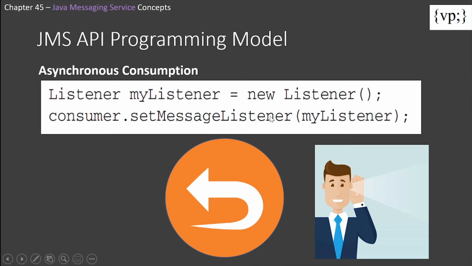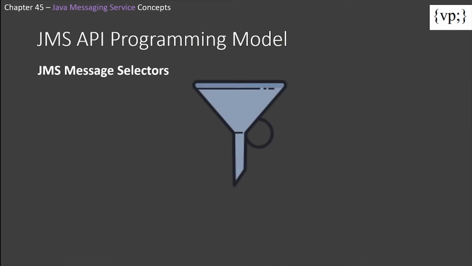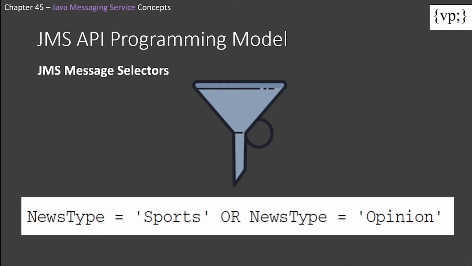So if you would like to filter the data that comes through, you can use JMS message selectors. These are strings that contain an expression with syntax similar to SQL. In this example, the message selector selects any message with the property of NewsType which is set to the value of Sports or Opinion.